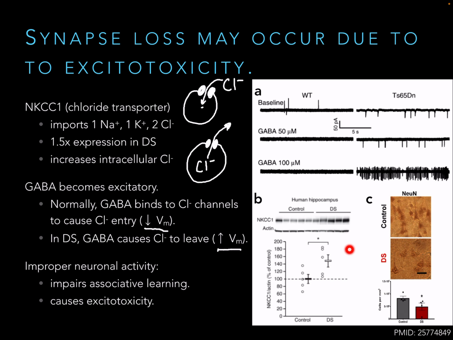So this is from humans. And if we look at their hippocampus, we see fewer neurons. That's what they're counting over here. Here's a stain for NeuN. That's a neuronal nuclear marker. That's what NeuN means. So all these little brown things, those are neurons, and there's just fewer neurons. Why? Well, because they were filled up with chloride and GABA was excitatory, and so they just died from excitotoxicity.